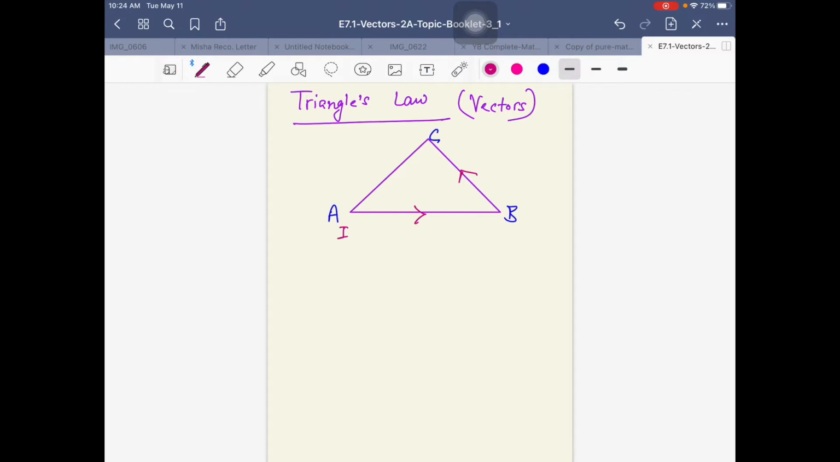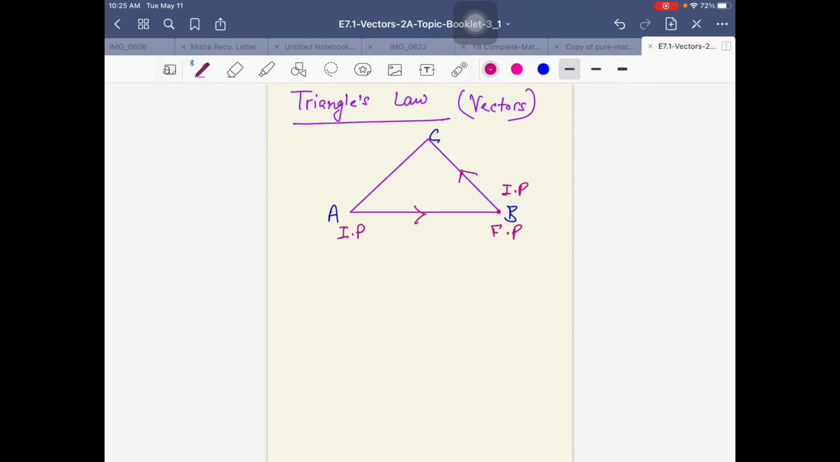The initial point of AB vector is point A, and the final point of AB vector is point B. Now the final point of AB vector becomes the initial point of BC vector. So if the final point of AB vector becomes the initial point of BC vector, that means they are in the order, they are in the same fashion.